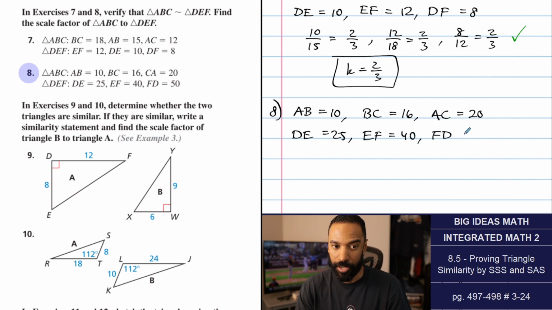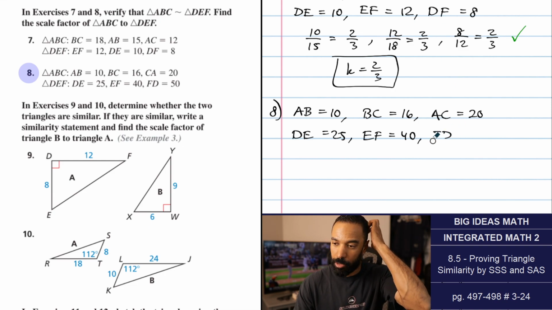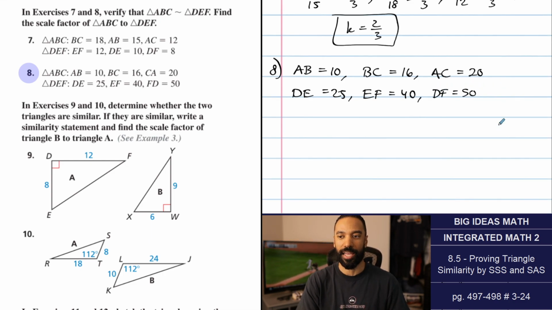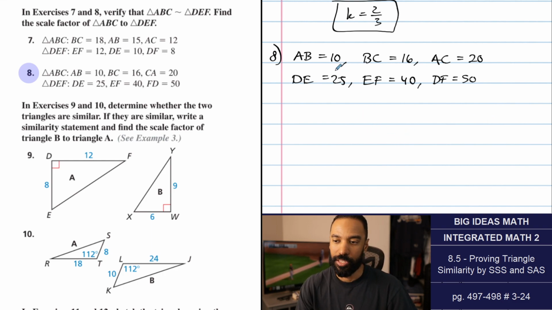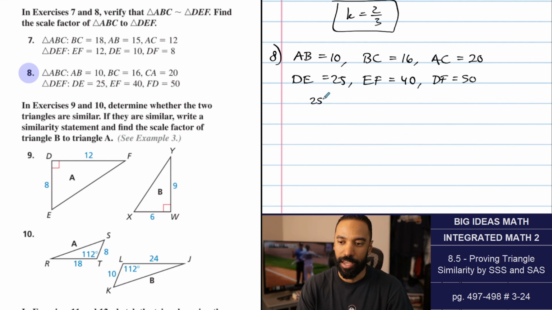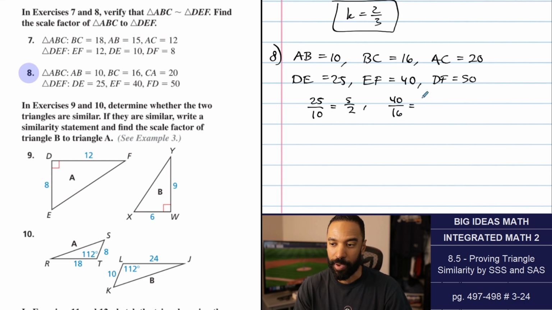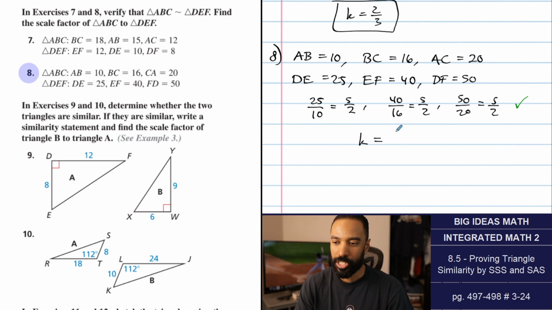By the way, these are similar by side again. Everything we've done so far is side. If you missed the title of this or the lecture portion, there are also side angle side tests as well. These are all side. So we're trying to see if 25 over 10 is the same as the others. 25 over 10 is 5/2. 40 over 16, divide those by 8, you also get 5/2. And 50 over 20, divide those by 10, you get 5/2. So that all checks out. They are similar, and your scale factor is 5:2 as it is an enlargement.